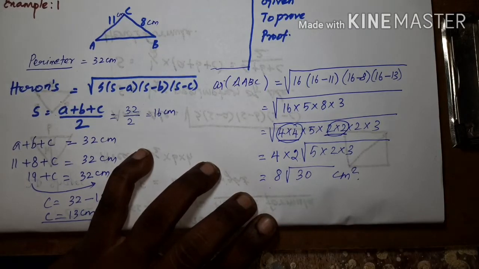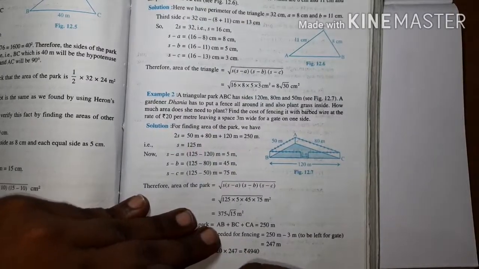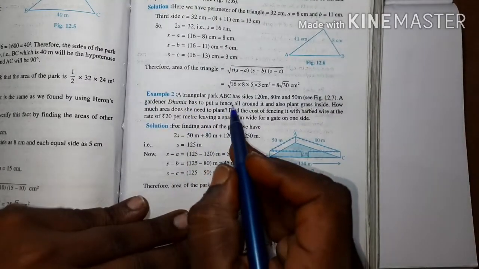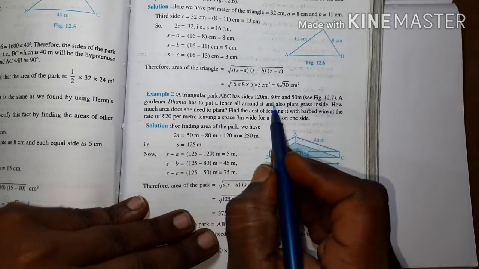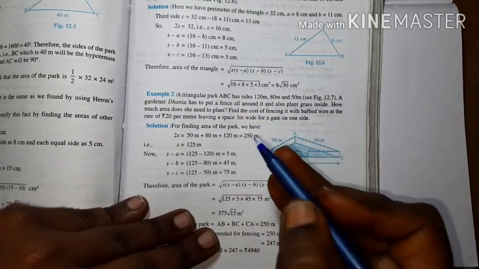That's it. So now I am going to explain the second problem. Example 2. Read the questions carefully. Twice you have to read the questions and identify the given values and what you are going to prove. At last you are going to write the proof.